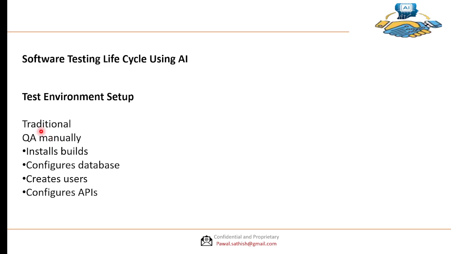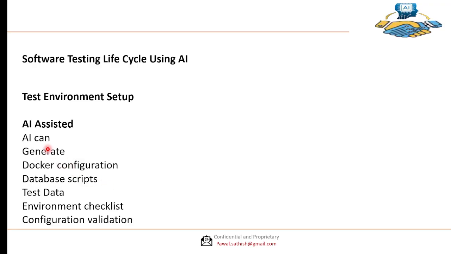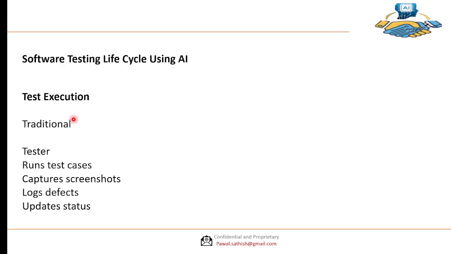So we'll start with the test environment setup. In the traditional approach, you will manually install the build, configure the database, create the users, and configure the API. But if you are using AI, we can generate the Docker configuration, database scripts, stage data, and an environment checklist, and we are also doing configuration validation.